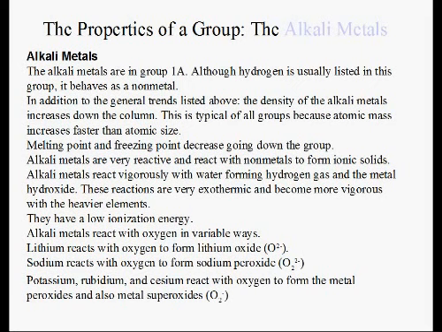So with alkali metals, the density tends to increase as you go down the column. This is true with all groups because the atomic mass is increasing as you go down the column, and the atomic mass is increasing faster than the atomic size, atomic radius. Melting point and freezing point also decrease as you go down a column.